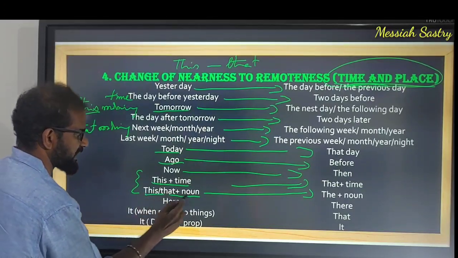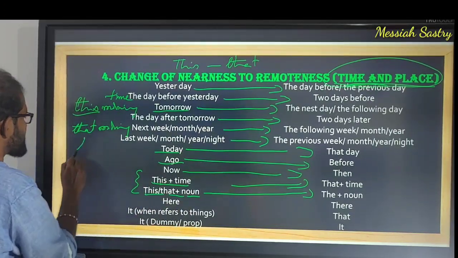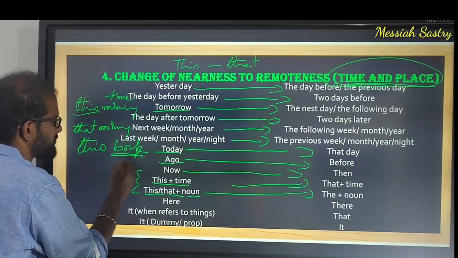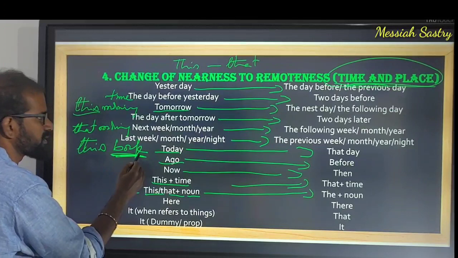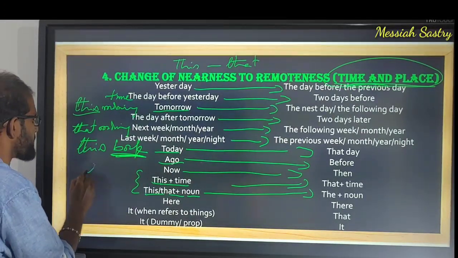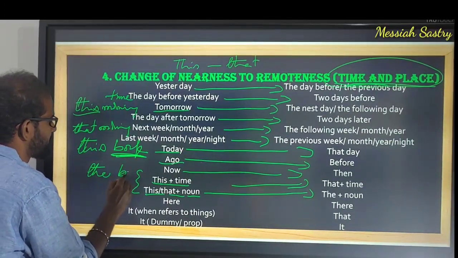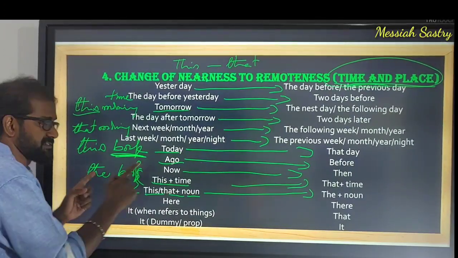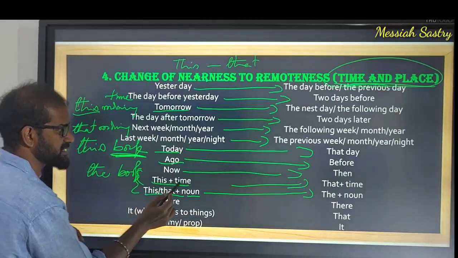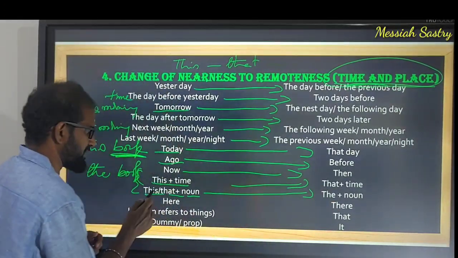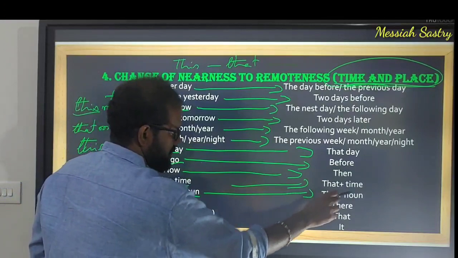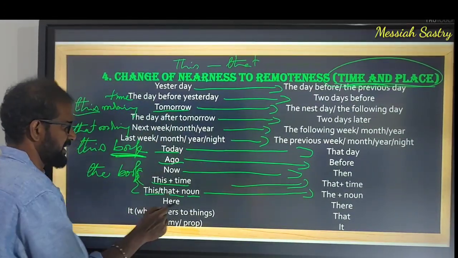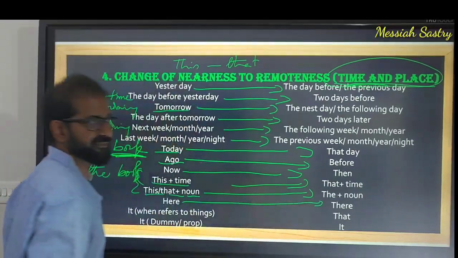Whereas this or that plus noun, for example, this book. Book is a noun. This book changes to the book, not that book. So when this plus time comes, that plus time. When this or that plus noun comes, the plus noun. We must be careful there. Here changes to there.